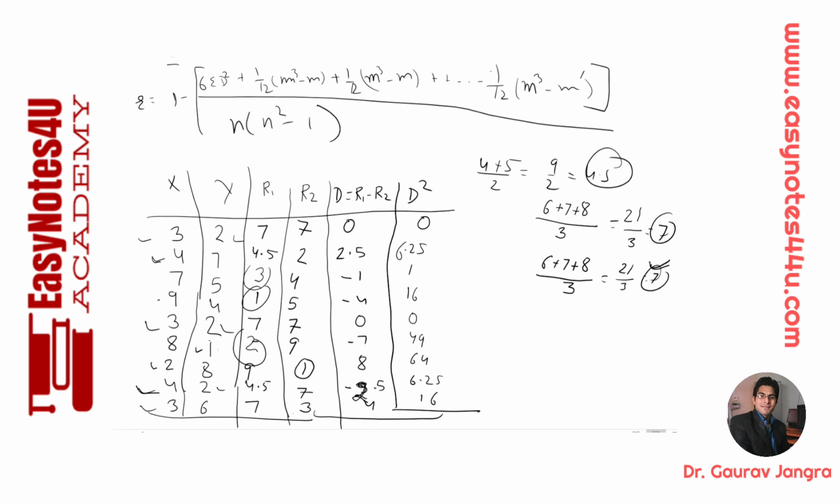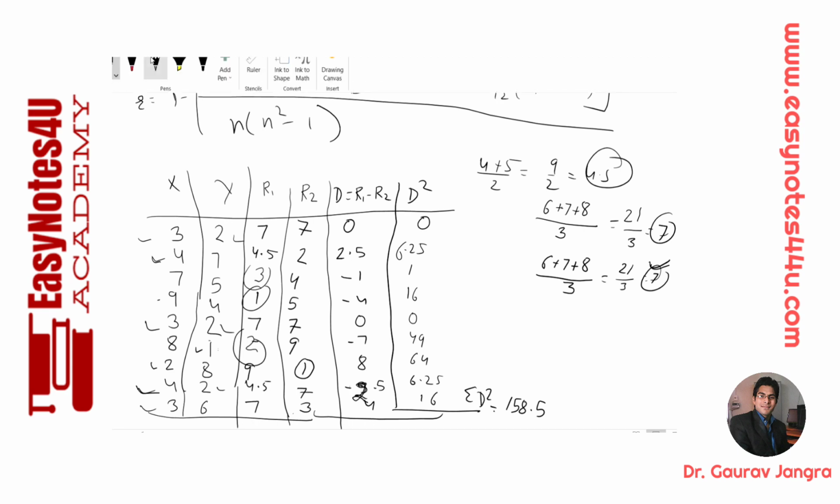After that you have to make the total of all the values: 6.25 plus 1 plus 16 plus 49 plus 64 plus 6.25 plus 16. Summation d square, the value will be 158.5. Then you have to put the values in the formula.